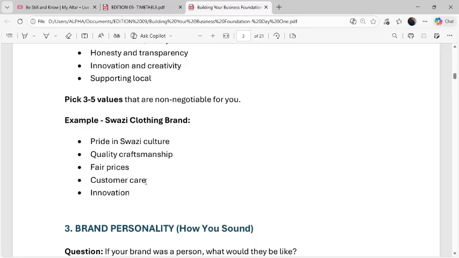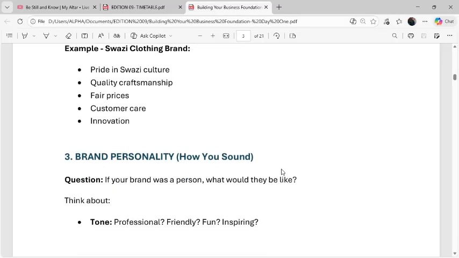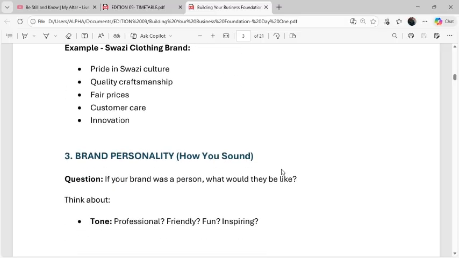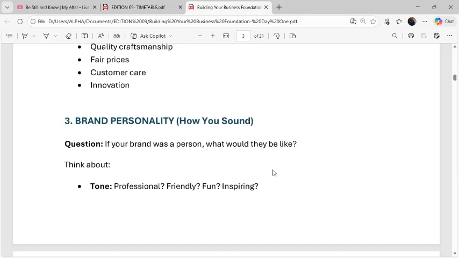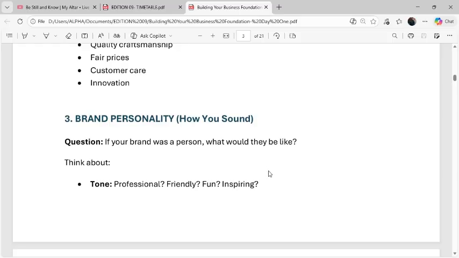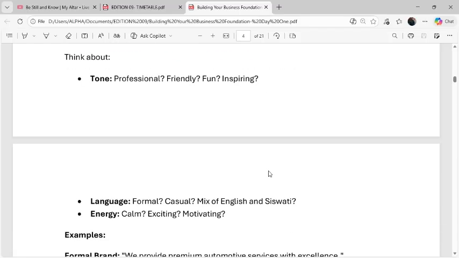Let's move to 3. Brand personality. How you sound. So if your brand was a person, how would they be? How would they be like? Think about this. There is a tone. For instance, I can decide to make the class professional. Like, I decide to use big business words that even if you are a startup, you don't even know what is going on. But the way I've created my class is that I use simple language. Why? Because I do understand that I'm dealing with different types of people, a different manner of races and all.